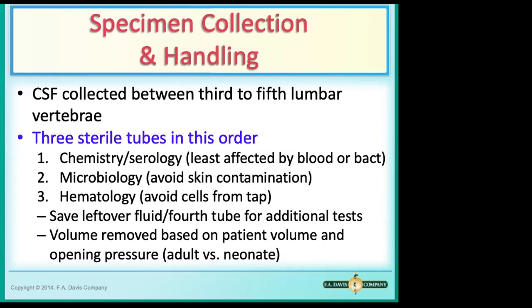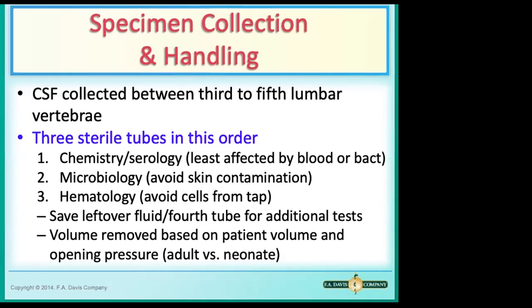So that first tube would always go to chemistry, because chemistry tests are the least affected by the bacteria and a little bit of cells that could go in there. Tube number 2 is usually designated for microbiology testing, so that's going to go to the microbiology lab. And tube number 3 is typically used for cell counting because it is the least likely to contain cells that are introduced by the spinal tap procedure.